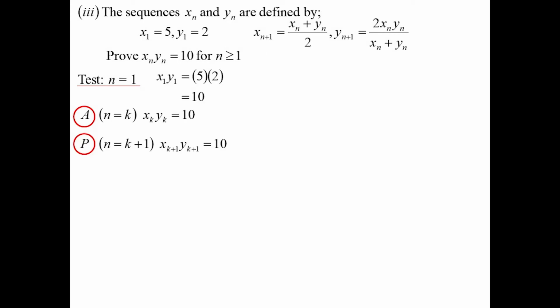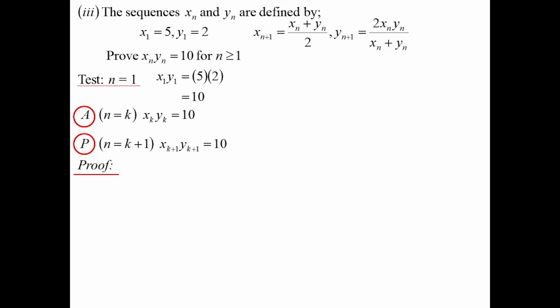So let's see what happens. We're going to prove that it doesn't matter which ones we pick, it's always going to equal 10. So we'll test it for n equals 1. And, well, sure enough, 5 times 2 is 10. So it works if we grab the first one from each sequence. We're going to assume then that x_k y_k is 10. We want to prove that x_{k+1} y_{k+1} is 10.